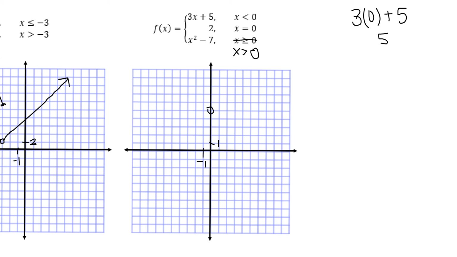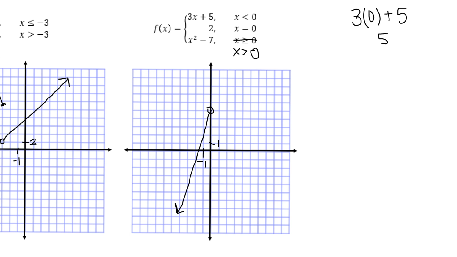Open circle. And then because I'm dealing with only negative values here, I want to follow what the graph of 3x plus 5 would be for only negative values of x. So I'm going to go down 3, left 1. It's going to roughly look like that.